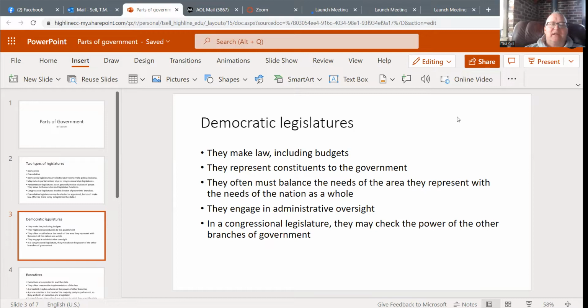And so their job in part is to say, is this happening the way it's supposed to happen? In a congressional legislature, they may check the power of other branches of government. That's true in the United States, okay? Sort of true in Mexico. In Canada, there really aren't other branches of government. I mean, there's a court system, but it's not like they're blocking actions by Justin Trudeau. He's just a part of the legislature. So I hope that makes sense.